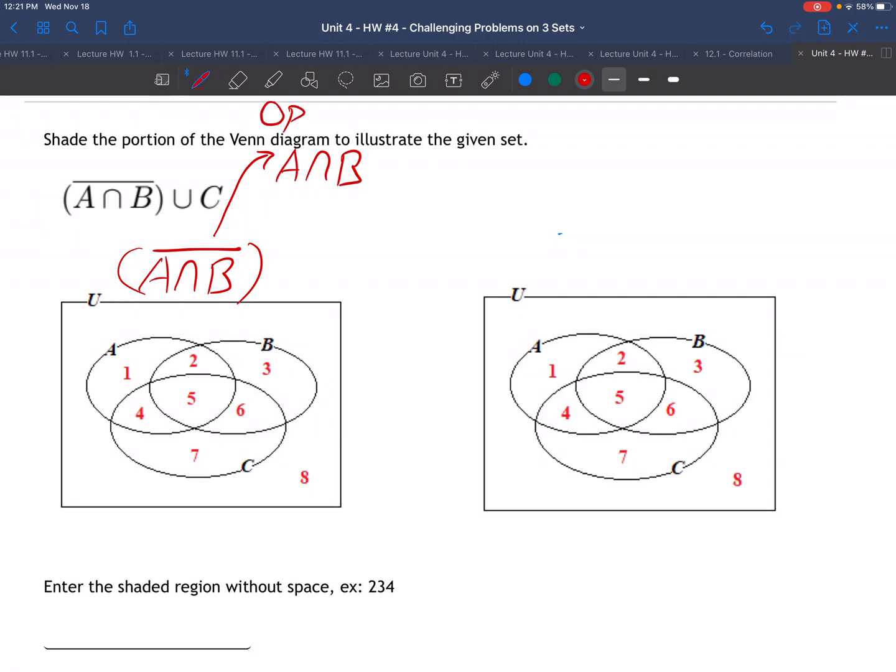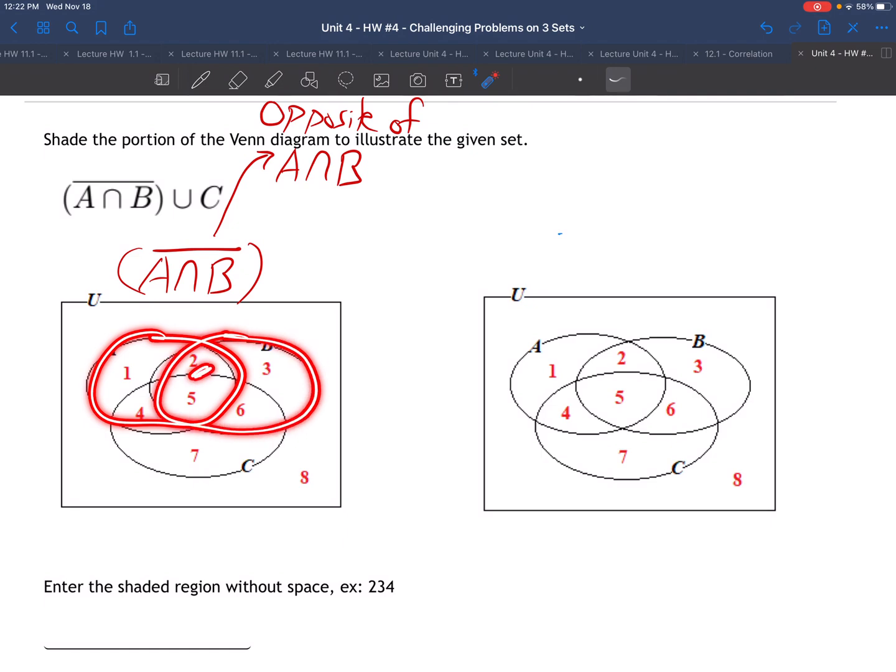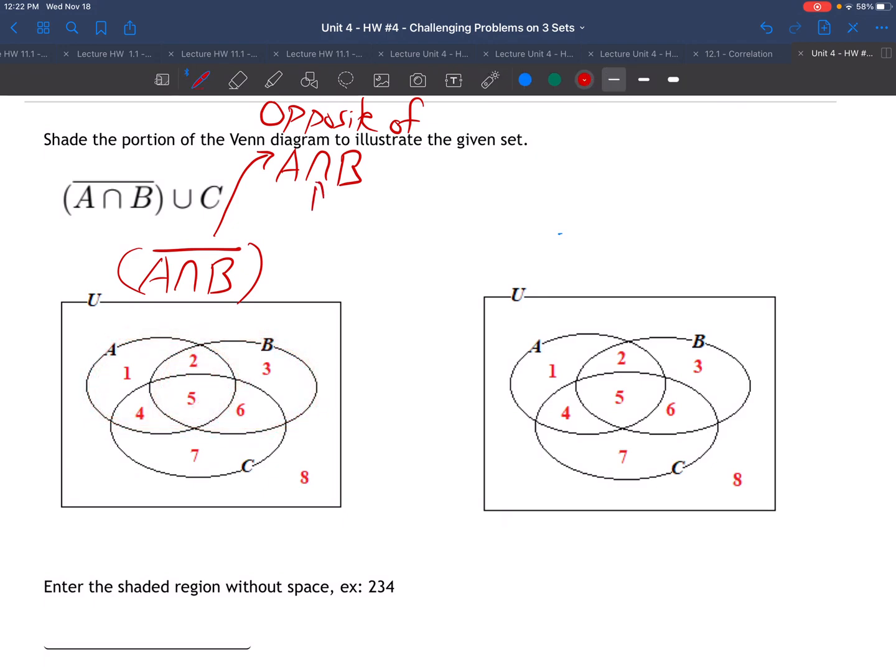Well, it says the opposite of A overlap B, right? So what is A overlap B? Well, if you look at circle A and circle B, the overlap is 2 and 5, isn't it? Do you see that? A and B overlap. This means overlap, right? It's the U turned over, overlap. So the overlap of A and B is regions 2 and 5.